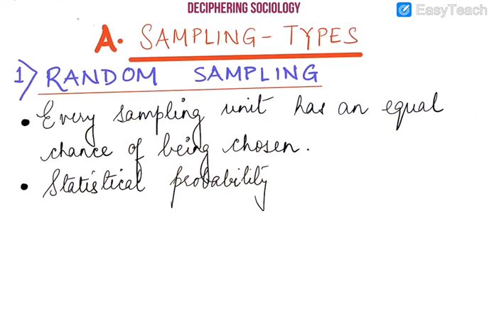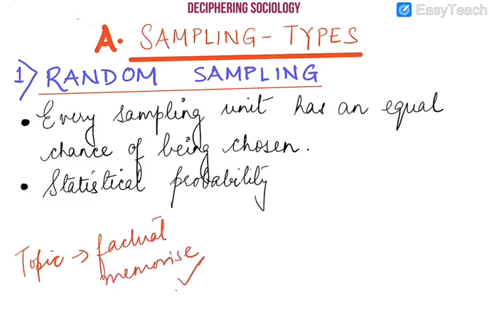Next is types of sampling. What are the different types of sampling that we are going to study? And you should remember that this topic is factual. You need to memorize a lot, but there's no way out, so you will have to read again and again, and you will have to revise.